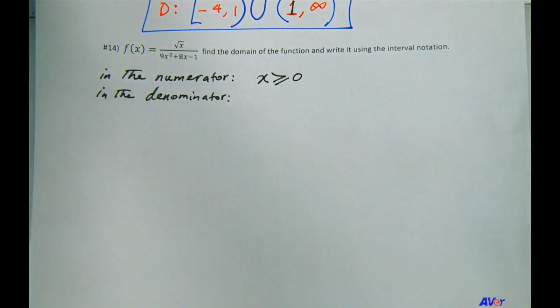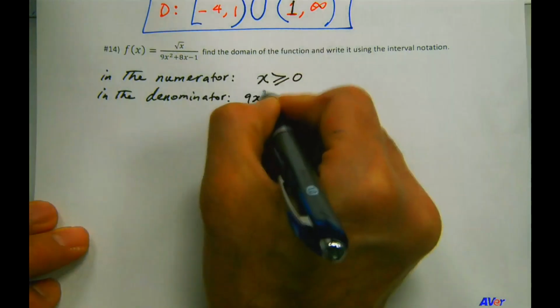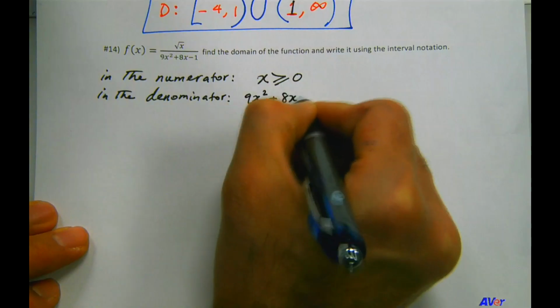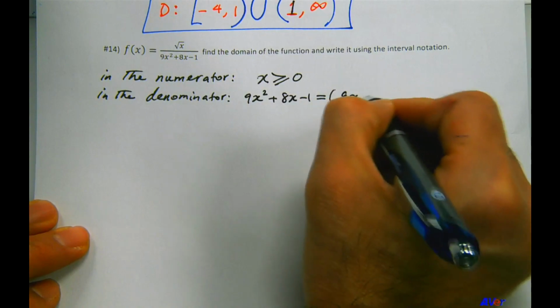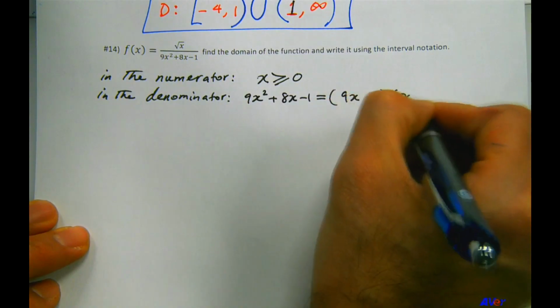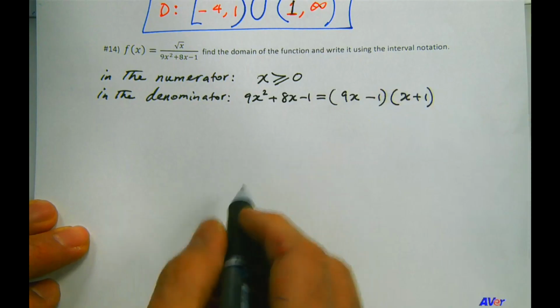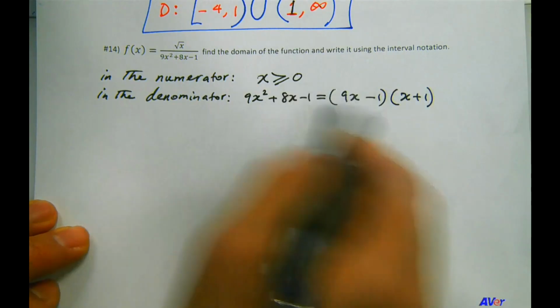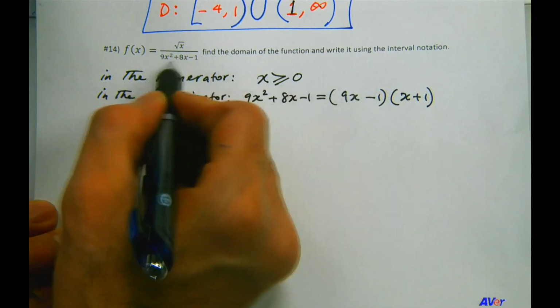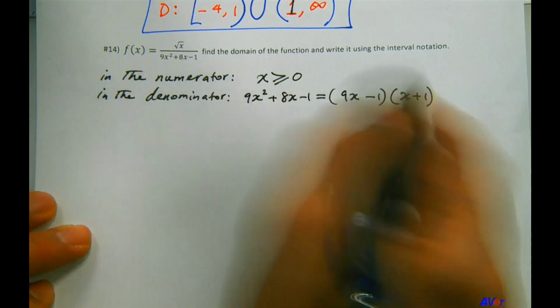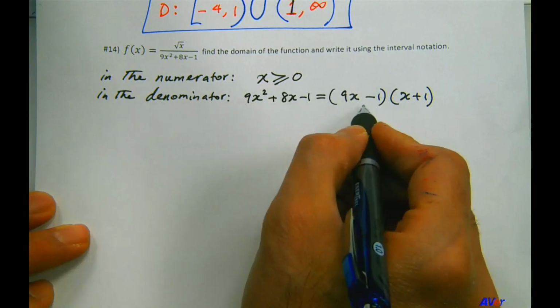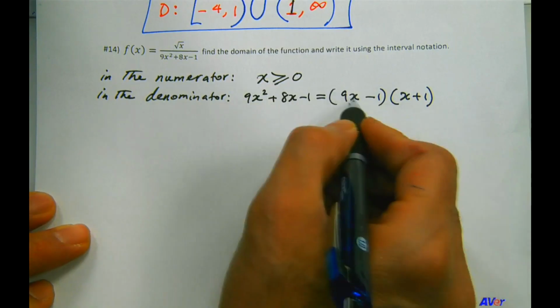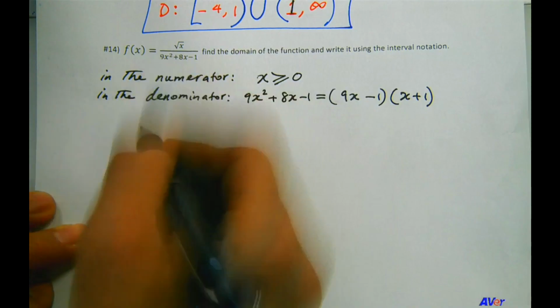So let's write that down. We have 9x squared plus 8x minus 1 equaling 9x minus 1 times x plus 1, right? This was important because we need to find out what makes the denominator equal to 0. Now that we have the factors of the denominator, we can set each one equal to 0 and solve for the value of x that would make the denominator equal to 0.